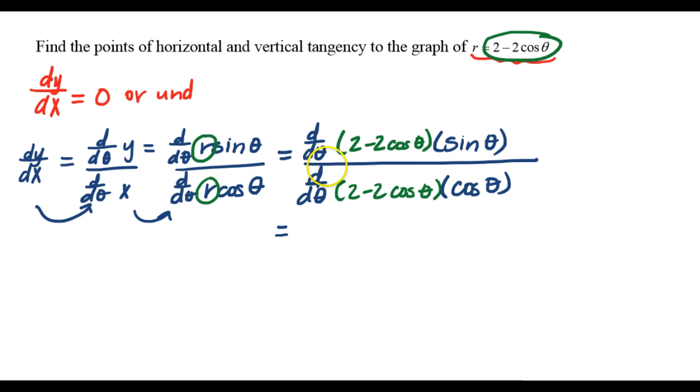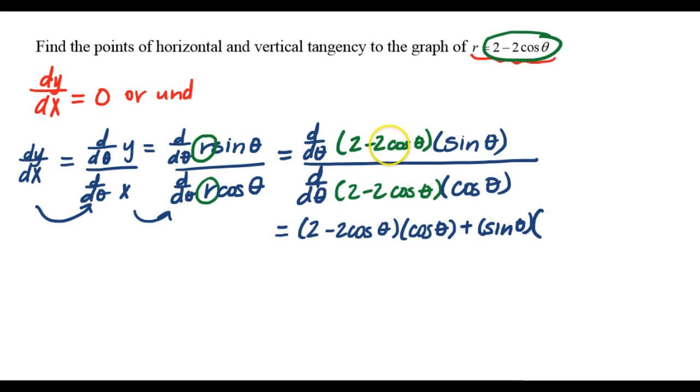So there's really no need in memorizing that formula that was at the very end. That's the product rule being applied to r sine theta and r cosine theta. So we're going to do the first function, 2 minus 2 cosine theta times the derivative of the second. Derivative of sine is cosine. Plus the second function, sine theta, times the derivative of the first.